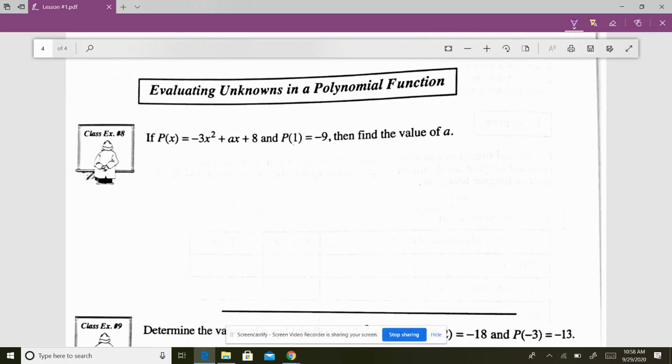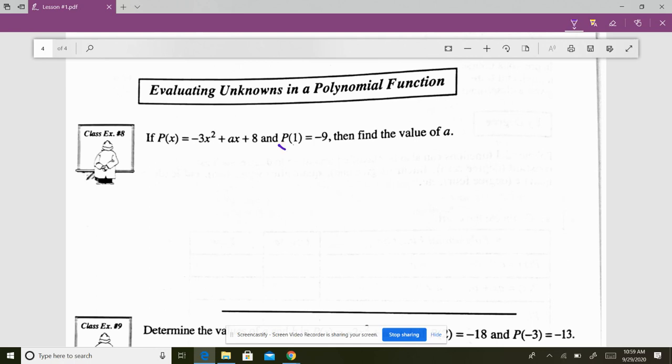All right. We'll do this one question and then this lesson's over and we'll do long division after. You're all excited for long division. All right. If P of X, they just call it P of X instead of F of X because they're just trying to be fancy, equals negative 3x squared plus ax plus 8. And they tell us that P of 1 is equal to negative 9.